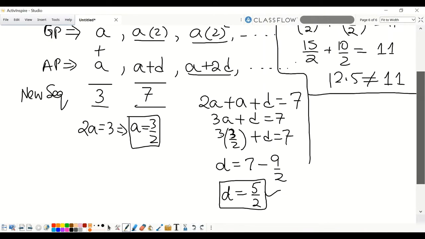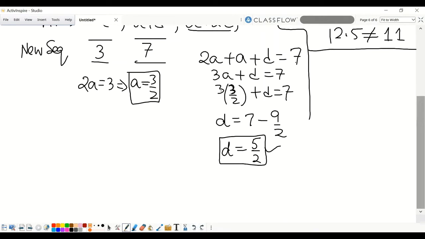Let's write the nth term. Un will be the sum of the GP's nth term and the AP's nth term. The GP's nth term will be a, which is 3 over 2, times r, which is 2, to the power n minus 1, plus the AP, which is a plus n minus 1 times d, where d is 5 over 2.